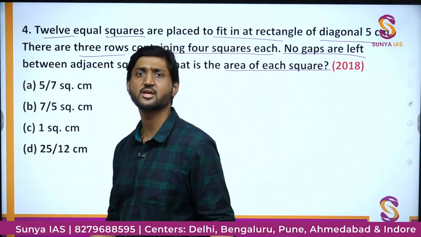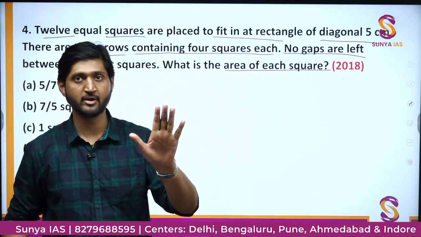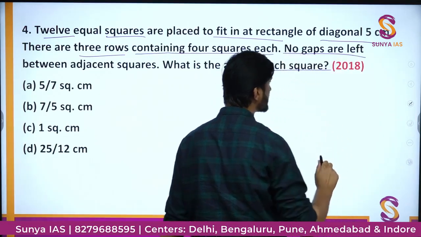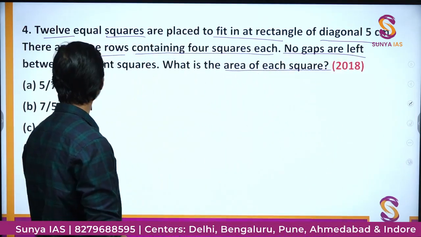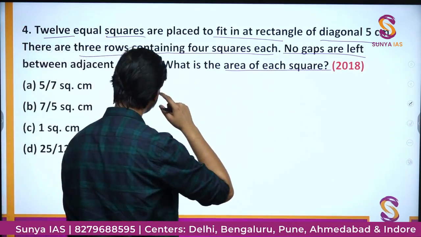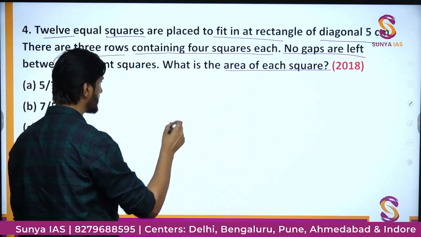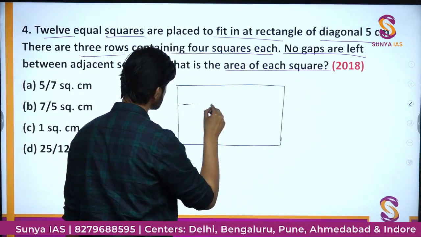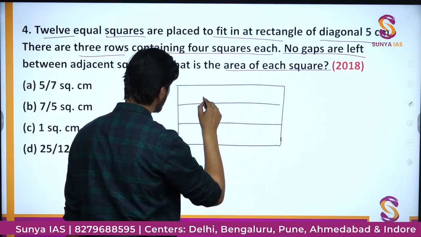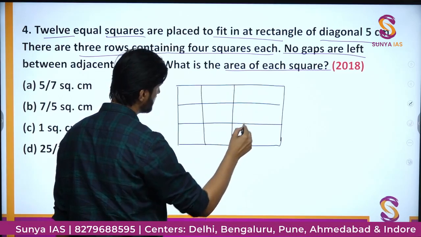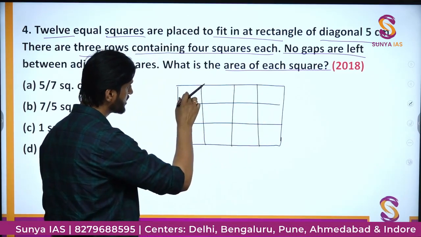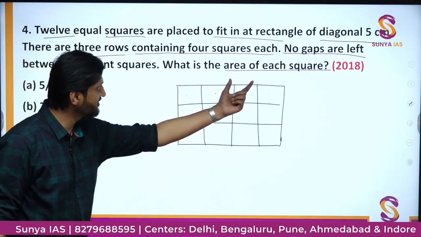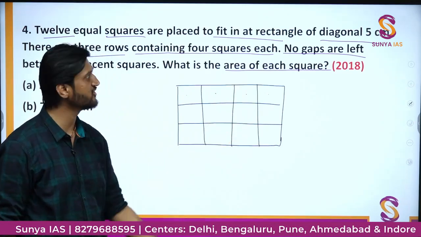Now this question is a very easy question if you draw the correct diagram. So I request you, please start making diagrams in questions of number 1 speed, distance and time, and also in mensuration. So 12 equal squares are to be fit in a rectangle, and there are 3 rows containing 4 squares each. So the arrangement would be something like this. These are the 3 rows, and in each row there are overall 4 squares. So overall you can see 1, 2, 3, 4, 5, 6, 7, 8, 9, 10, 11, 12 squares are there, and they are together forming a rectangle, and no gap is there.